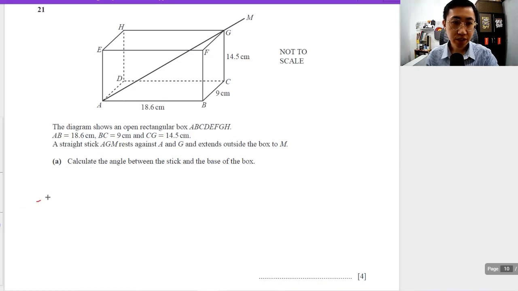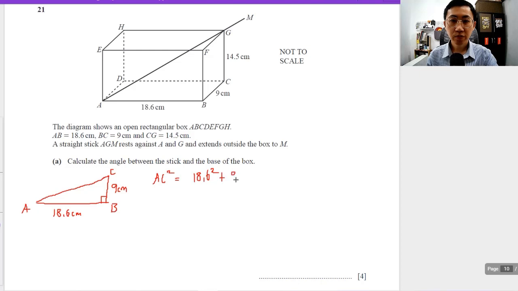So do this. Let me draw the triangle for you. Alright, this is A, B, 18.6 here. This is 90 degree. So C is here, 9 centimeter over here. What I'm trying to do is actually find the length of AC. Let's use Pythagoras theorem. AC square equals 18.6 square plus 9 square. In order to find AC, move your square towards the other side to become square root.